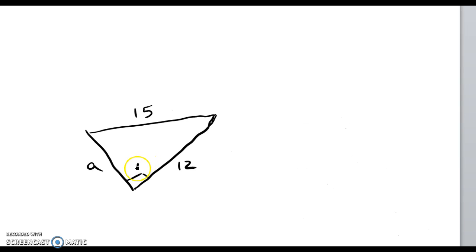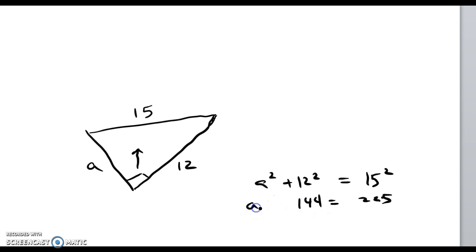Finally, keep in mind, this is kind of an ugly triangle, but bear with me, the hypotenuse is opposite the right angle, so 15 squared is going to be equal to a squared plus 12 squared. 15 squared is 225, 12 squared is 144, and a squared is equal to 81, and just take the square root of both sides, and we find out that a is equal to 9.